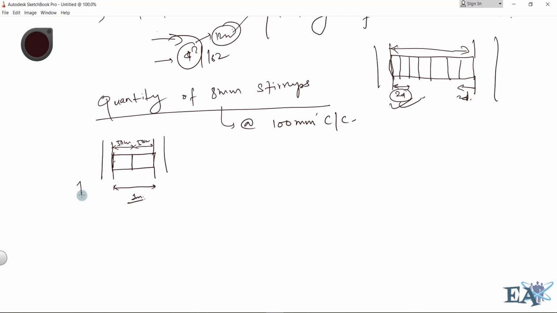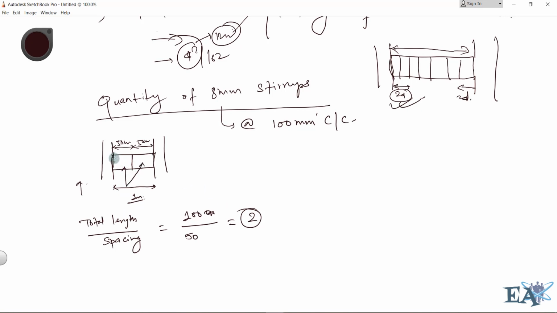Let us see this in the reverse order. Let us assume that we know the spacing, and now we have to calculate the number of stirrups. In this case, if I divide the total length by spacing, then what will I get? The total length is 1 meter, that is 100 cm. So 100 divided by 50 cm is 2. The value is 2, isn't it? And this 2 is the number of spacings.